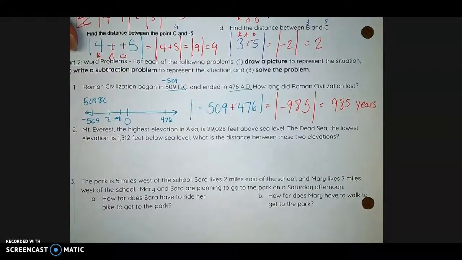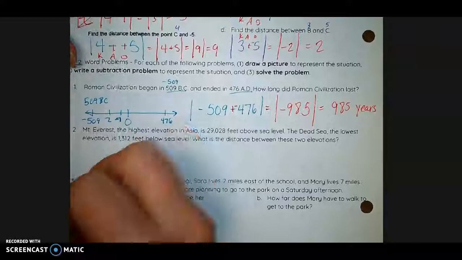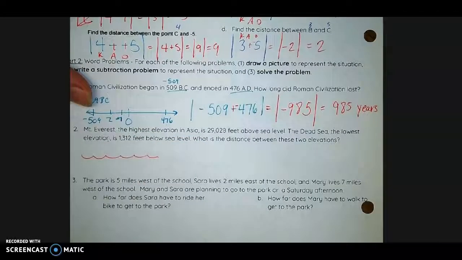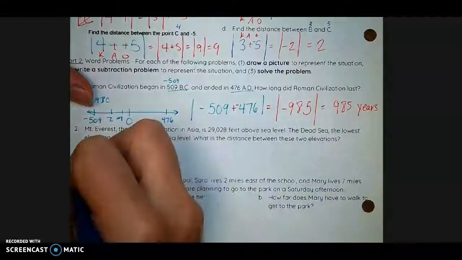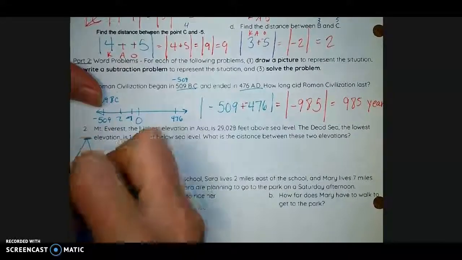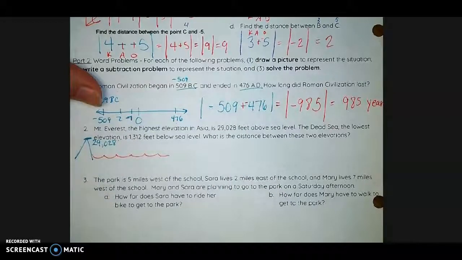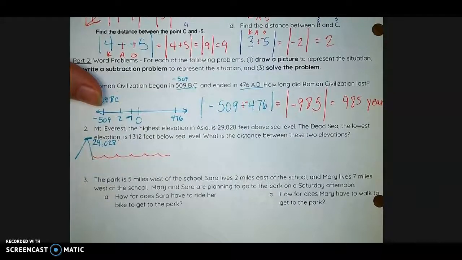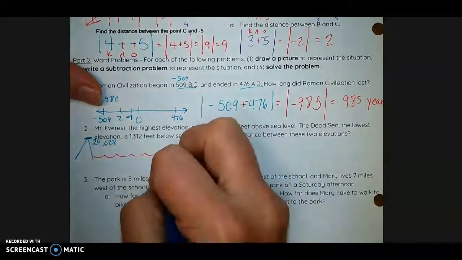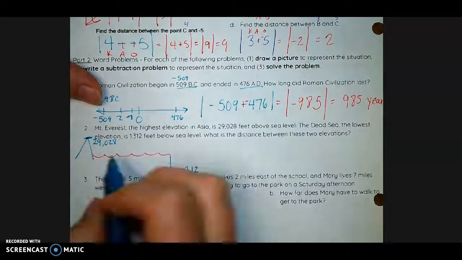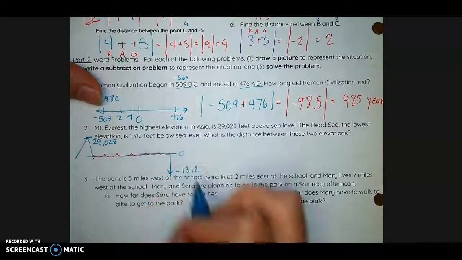Mount Everest, the highest elevation in Asia, is 29,028 feet above sea level. So we're going to talk about sea level. Apparently I'm drawing the Red Sea. So the elevation of it, the height, the top of it is at 29,028 feet. Since we are above sea level, that's a positive number. It then talks about the Dead Sea and the lowest elevation being below sea, 1,312 feet. Well, we think of that as a negative number, and we think of sea level here as being 0.